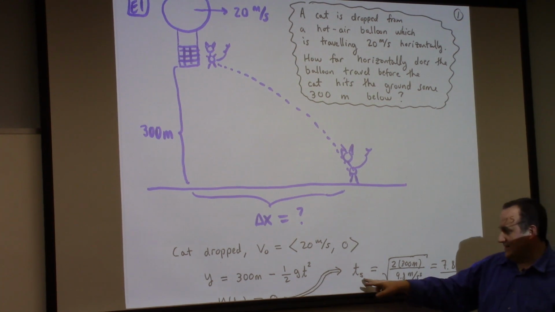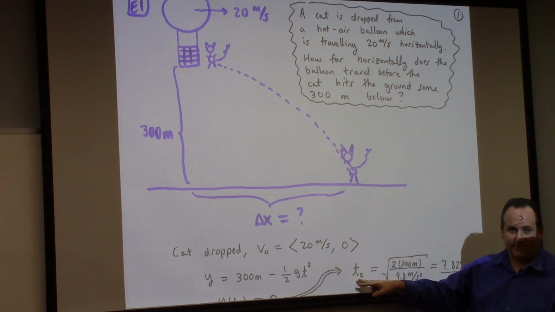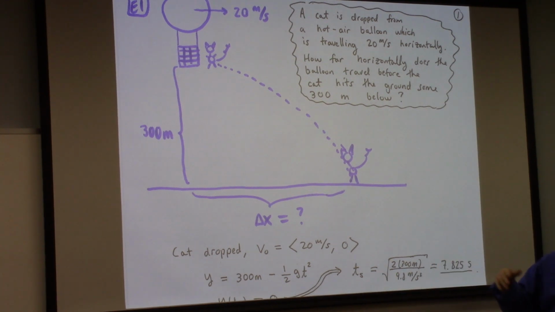You can decide, is this S for softly lands or is it for splat? I mean, you go whichever way you want, all right? I mean, it's a cat, it's probably going to be fine.